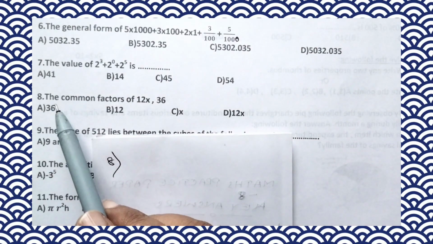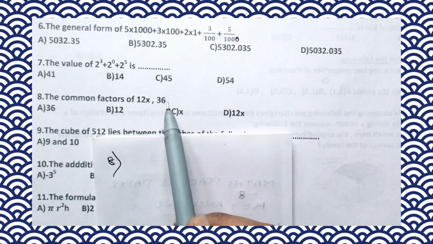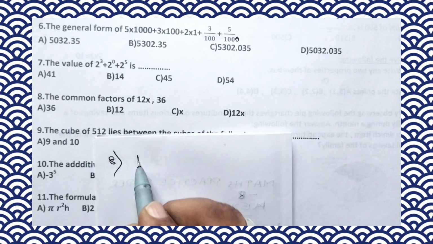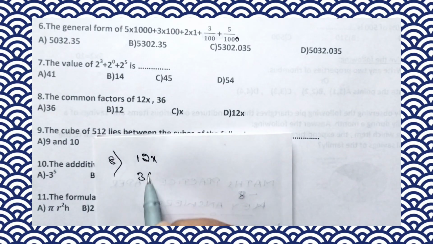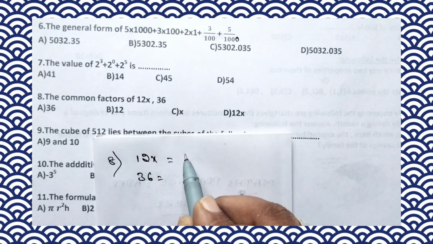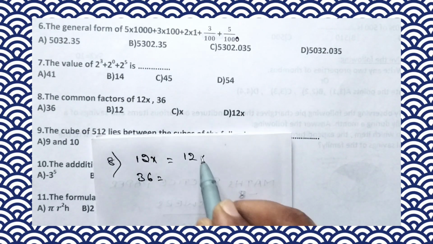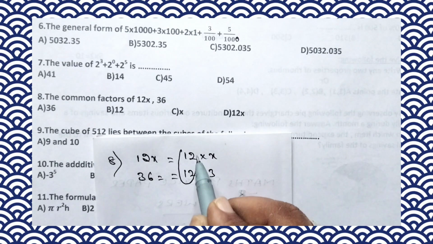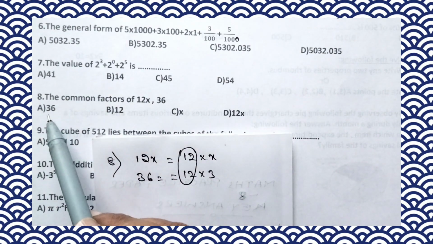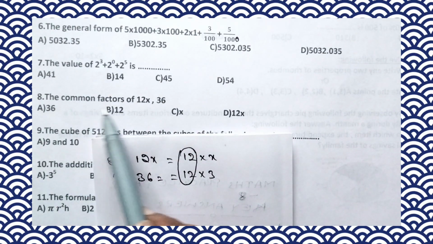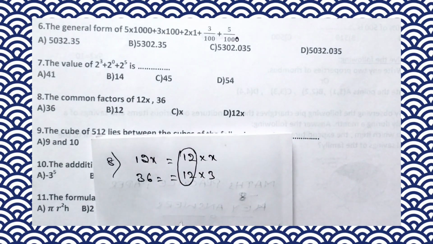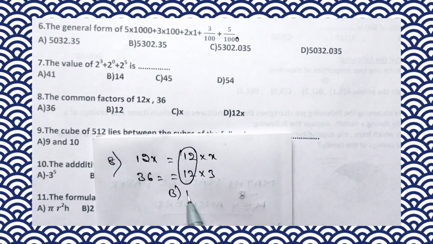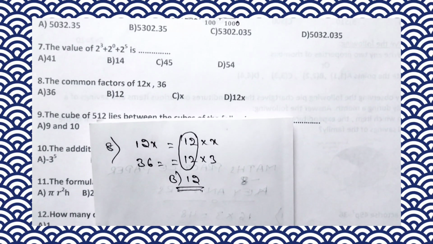The eighth question: the common factor of 12x, 36 is dash. So let us write 12x, and write 36. 12x can be written as 12 into x and 36 is written as 12 into 3. So in both, 12 is common. Therefore the right answer for the eighth question is option B, 12. 12 is the common factor for both 12x and 36.